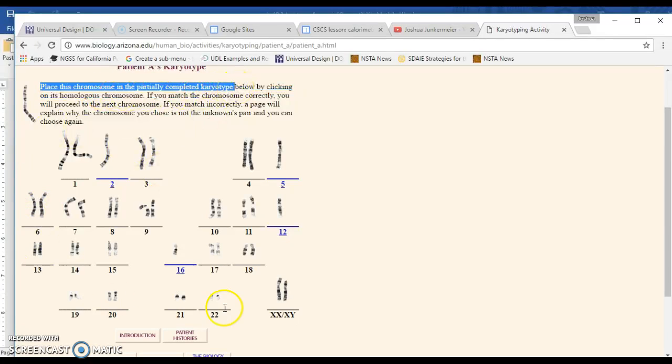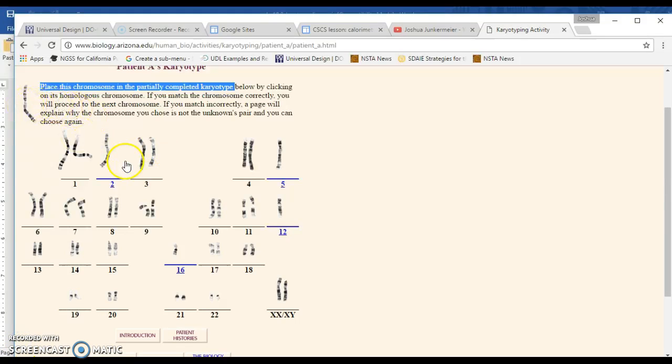This is the karyotype. You can see all of this person's chromosomes are set up. But just like in a lab, you have to sort them and put them in the right place. You have to match. And just like you have two of each allele or trait, you have two of each chromosome in your body. So we have to complete the karyotype. We have to figure out, where does this chromosome go? Where is its partner? Is this chromosome 1, 2, 3, and so on? Now, you can see that 2, 5, 12, and 16 are highlighted. They're in blue.